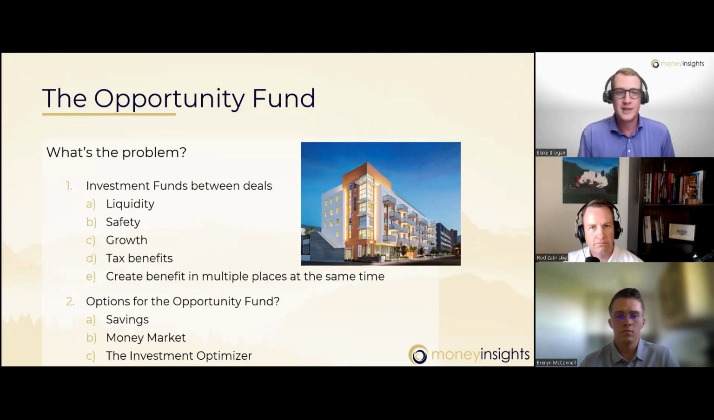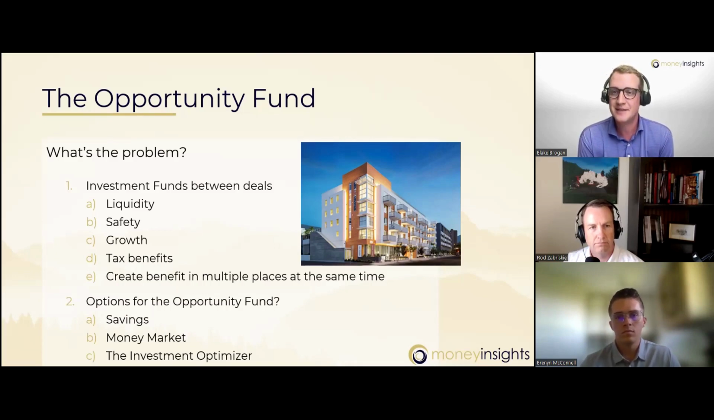We'll jump into how that works and the type of numbers that we're able to create there. So really, at the end of the day, we're just looking at options of what is the best place for your opportunity fund to deploy capital into the investing that you're already doing, right? We touched on how a lot of people are using savings or money market accounts. What we're going to go through here is really why the investment optimizer and the strategy is the best place to be flowing money in and out of your deals from.